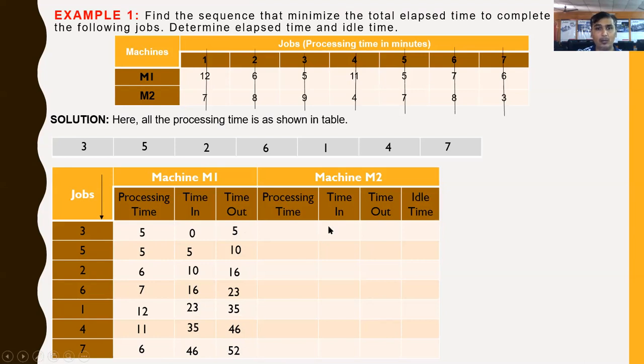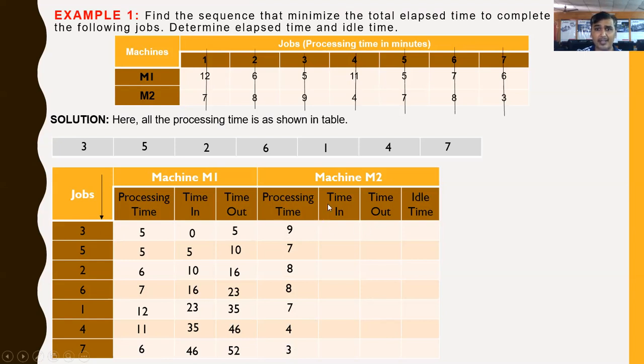Now we have to find machine M2. First we write down the processing time as per the given table. Job number 3, the processing time is 9 minutes. Job number 5, 7 minutes. Job number 2, 8 minutes. Job number 6, again 8 minutes. Job number 1, 4 minutes. And the last, job number 7, is 3 minutes. So as per the table, we write down the processing time.